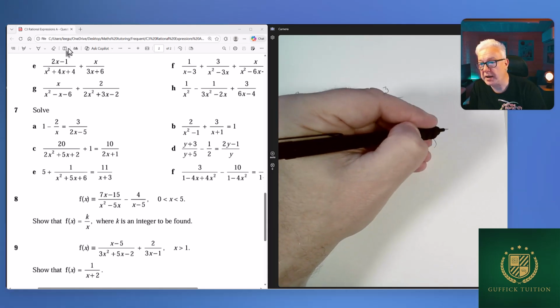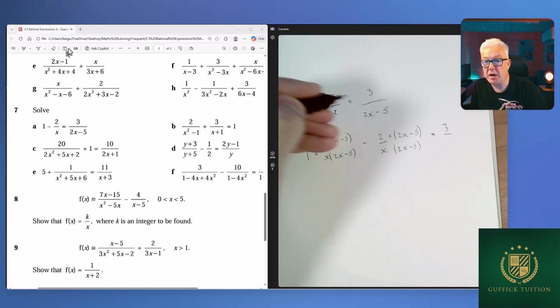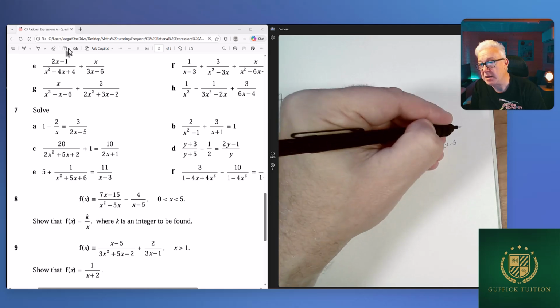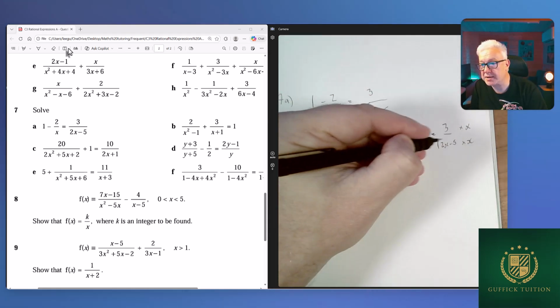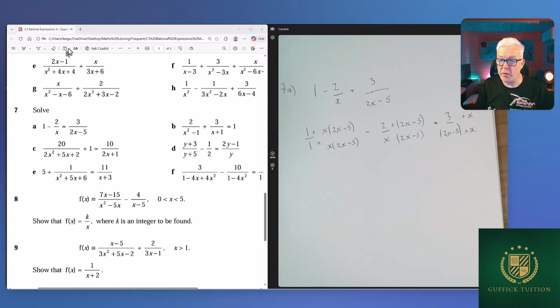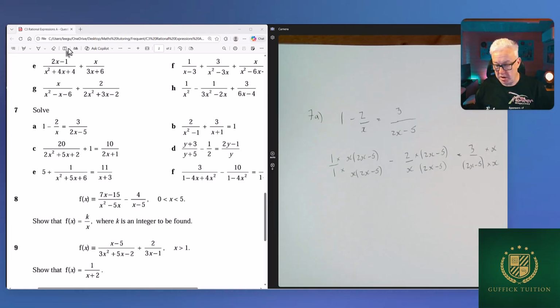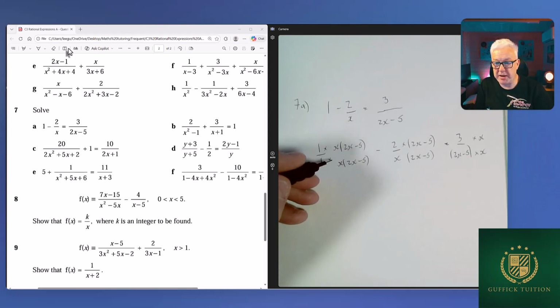And then finally, over at the other side of the equation, we have the 3 over 2x minus 5, but we're missing the x. So I'm going to multiply the numerator and denominator of that one by x. So you can see I've just worked my way along the expression, multiplying each term by whatever it was missing until we had a common denominator. So let's pull all of that together now.